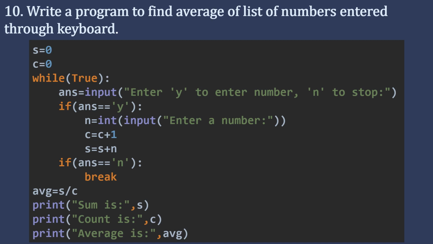Now after that, average will be calculated as sum divided by count, or s by c. Then you can just print sum is s, count is c, and average is avg. So this is how you can write your program. Now let's run this program.